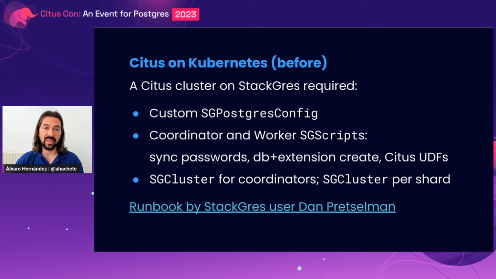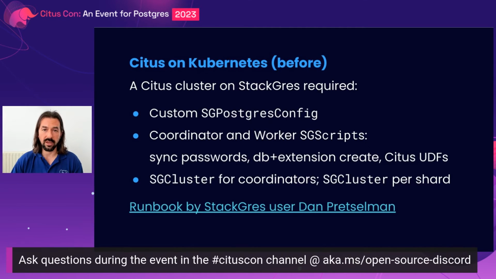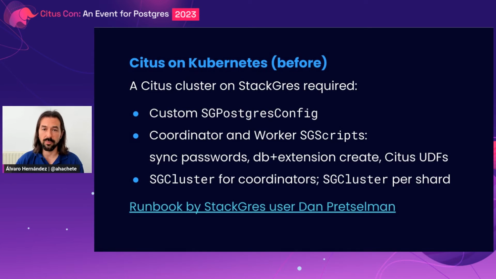So to summarize, if you wanted to create a Citus cluster on Kubernetes before, you first had to create this SG Postgres config, the custom Postgres configuration file. You also had to create the SG scripts, one for the coordinator, one for the worker nodes. And then you need to create several SG clusters. You'll create one cluster for the coordinators and one cluster per shard.